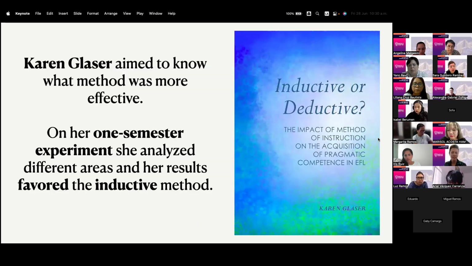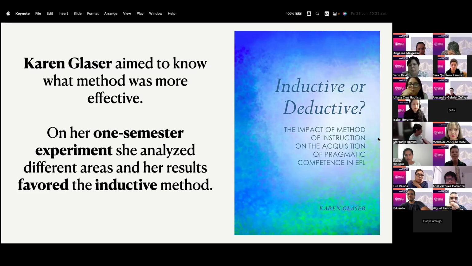Okay, I've got some research from different people, and I realized that a lot of people have had experiments on inductive and deductive teaching. The first person that I have here is an author called Ken Glaser. She wanted to know the effectiveness of these two methods. So during one semester, she ran an experiment and she analyzed the different areas, for example, vocabulary, listening, reading, grammar. And at the end, she realized that the inductive method was better.